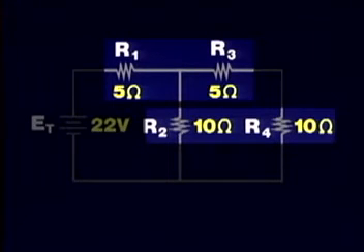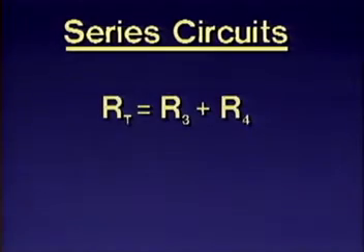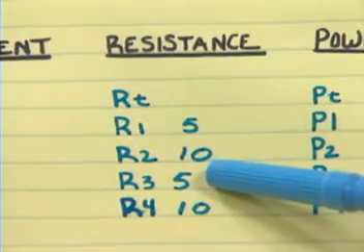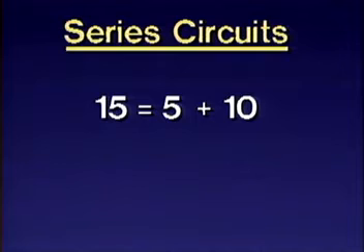Having R3 and R4 connected in series with each other is the same as having one resistor with a value equal to the sum of the resistances of R3 and R4. Remember, in series circuits, the total resistance is equal to the sum of the individual resistances. R3 is 5 ohms. R4 is 10 ohms. Therefore, the equivalent resistance of these two series resistors is 15 ohms.